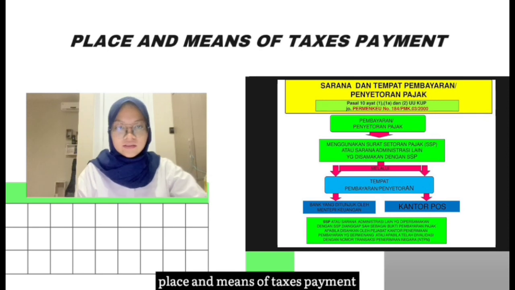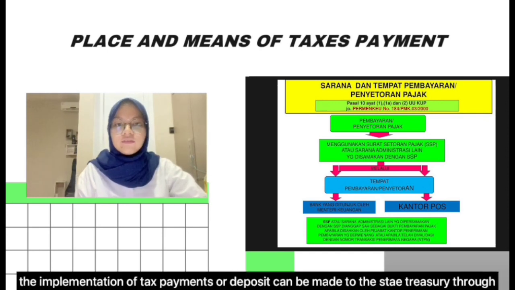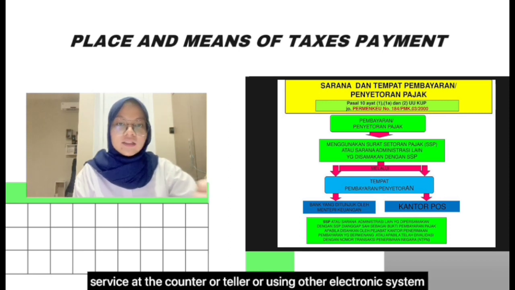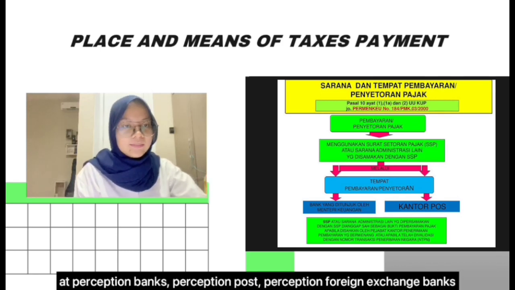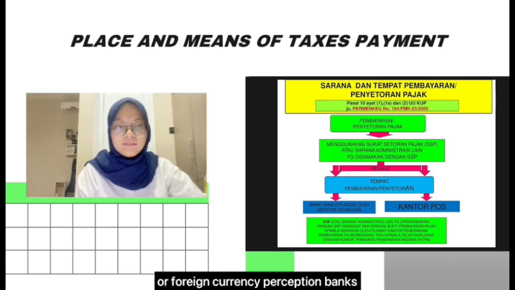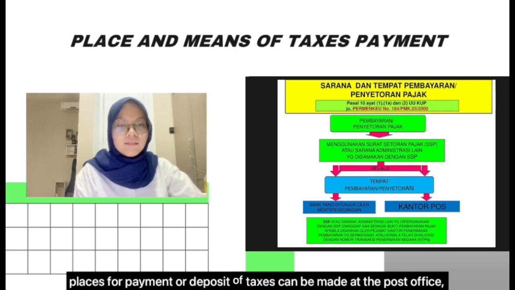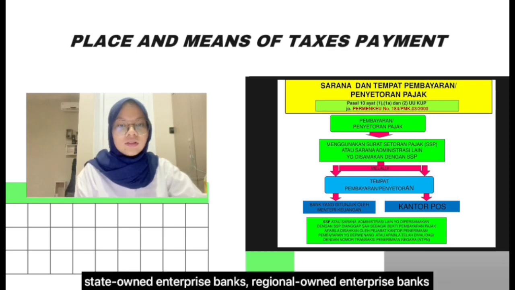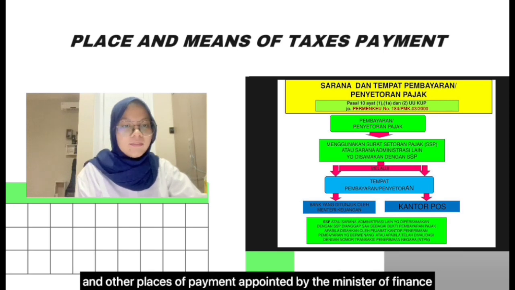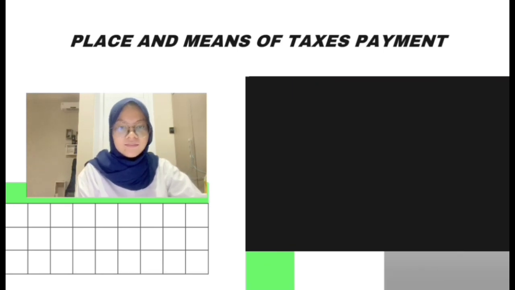Place and means of tax payment. Tax payments or deposits can be made to the state treasury through service at the counter or teller, or using other electronic systems at perception banks, perception posts, perception foreign exchange banks, or foreign currency perception banks. Places for payment or deposit of taxes can be made at the post office, state-owned enterprise banks, regional-owned enterprise banks, and other places of payment appointed by the Minister of Finance.